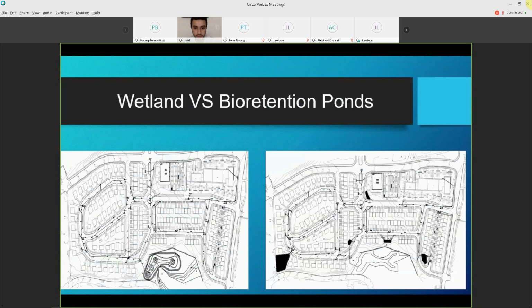So here are 2 layouts, the wetland versus the bioretention pond, as we can see. On the left side, all the project's runoff is going to be drained into 1 main wetland that's on the south, versus on the right side, we have 5 sub-drainage areas consisting of 5 bioretentions.